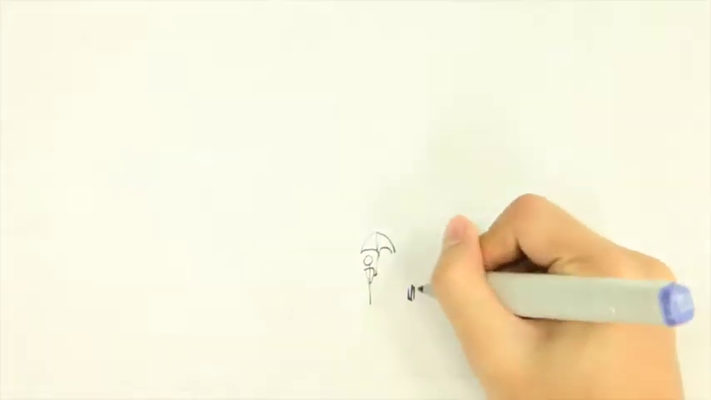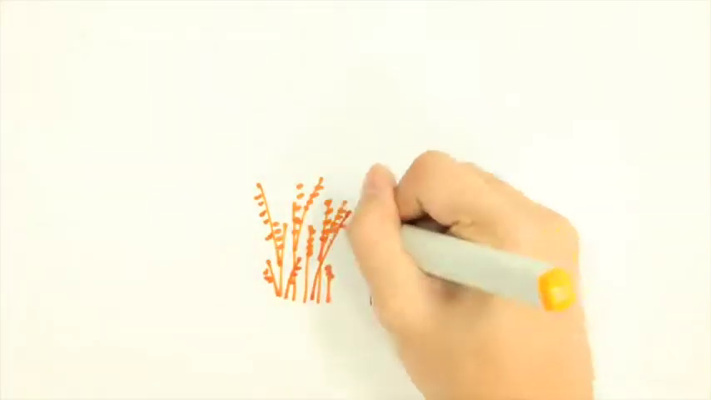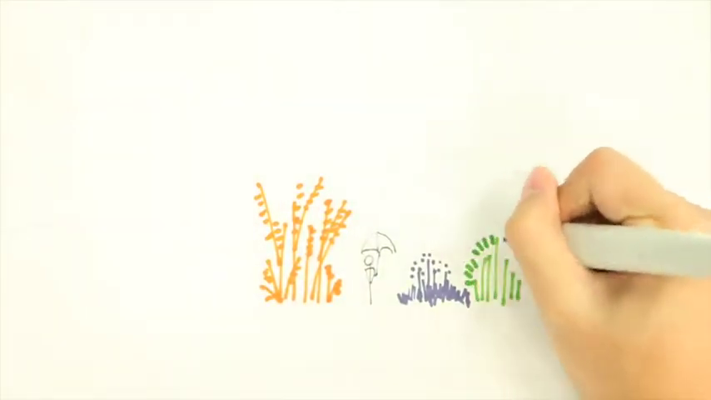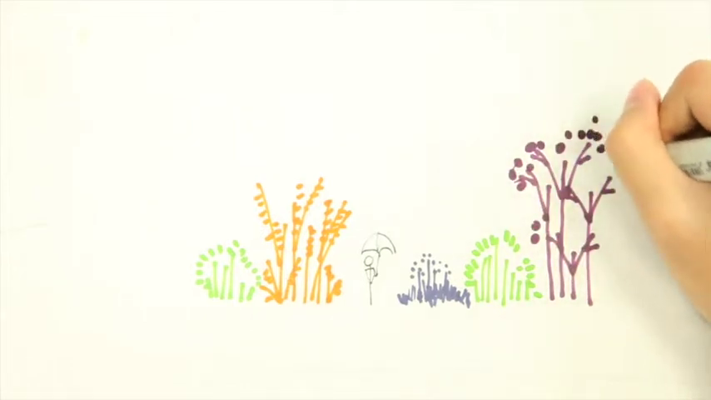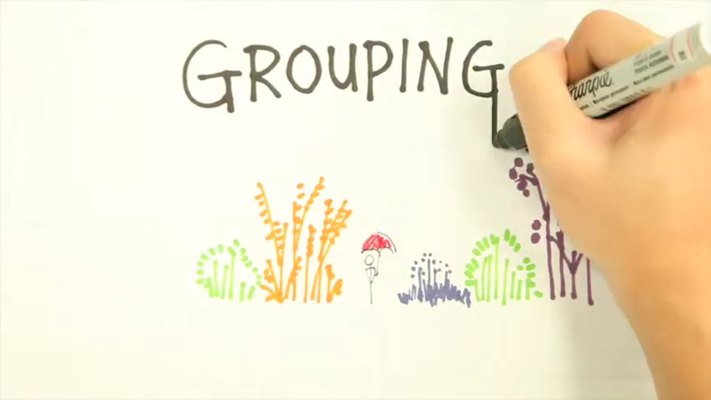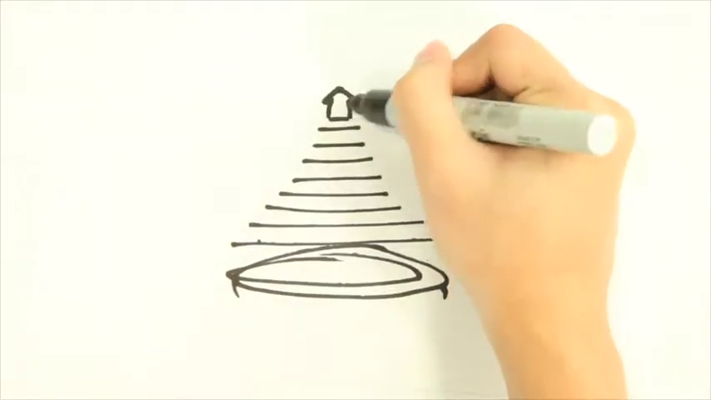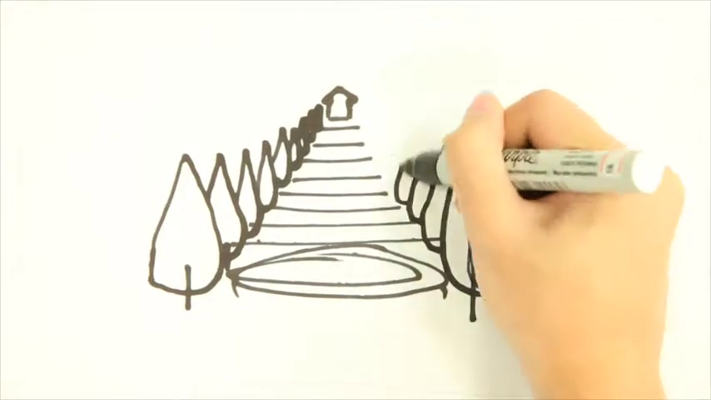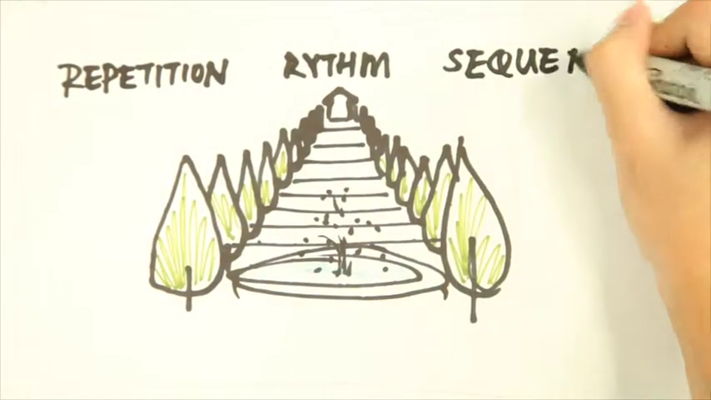Next is the grouping. When plants are grouped accordingly, observers will get the most visual pleasure from a given landscape. Besides, it provides a sense of unity and completeness rather than dissonance. Last but not least, repetition, rhythm, and sequence. It is deliberately used in some form of repeated element to unify and create the illusion of motion.